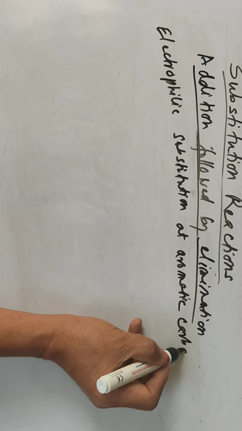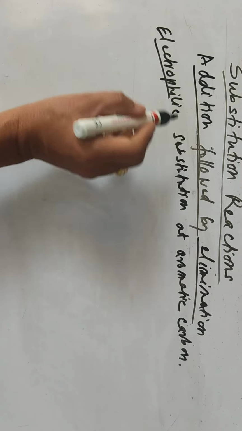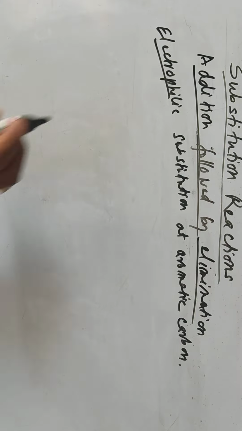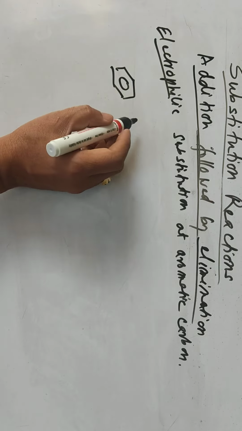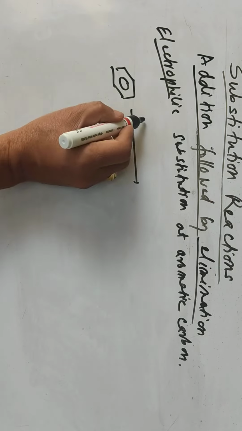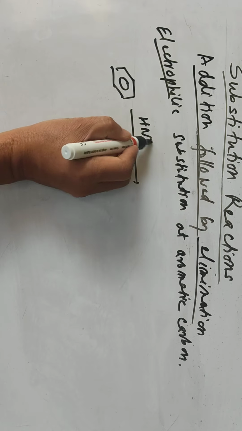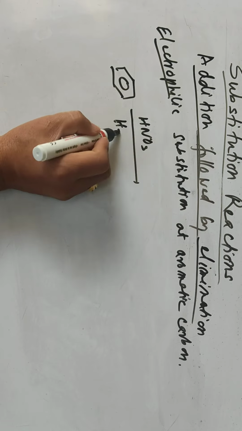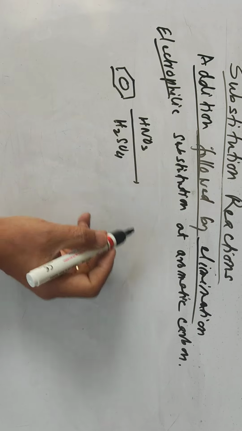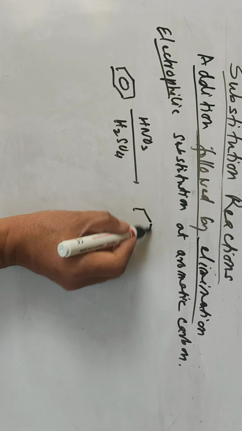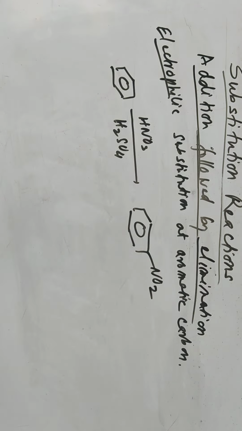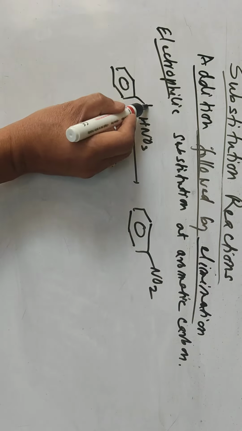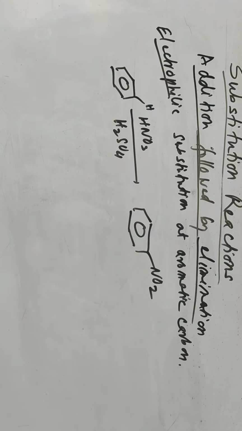So it is very common for this kind, electrophilic addition followed by elimination. For example, say nitration of benzene. This is nitric acid and sulfuric acid. Nitration will give nitrobenzene. Here the hydrogen is substituted by this nitro group.